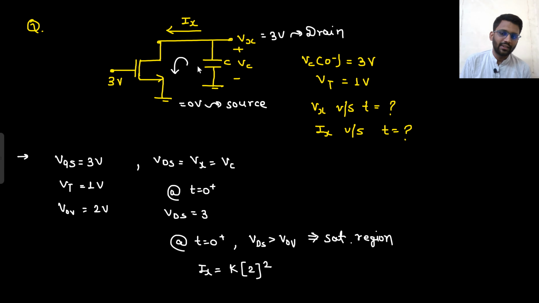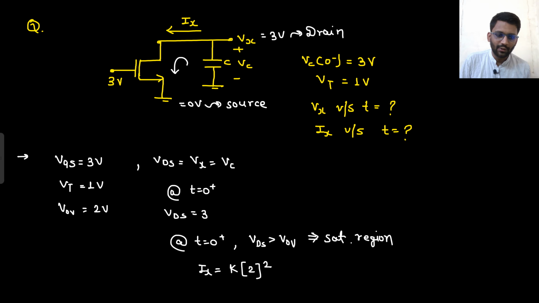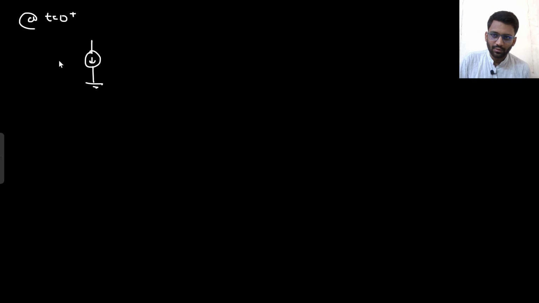Now this current is flowing in this manner. What will this current do? It will discharge the cap. So at t equals 0 plus, what is the circuit? The MOS is acting as a current source with the value K into 2 square. And here there is a capacitor connected, charged to 3 volt, and this is your Vx.